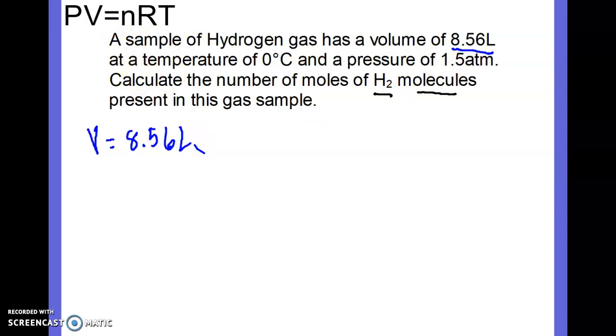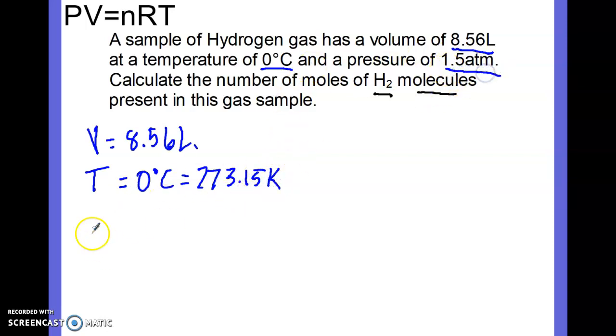We have a temperature of 0 degrees Celsius, so our T would be 0 degrees Celsius. Of course, to use this, it still follows through. This has to be in Kelvin, so that would be 273.15 Kelvin. Really easy at 0 degrees to convert that. And our pressure is going to be 1.5 atmospheres. And so we are looking for the number of moles, which of course is n, is our unknown.